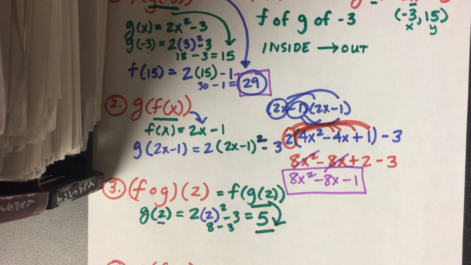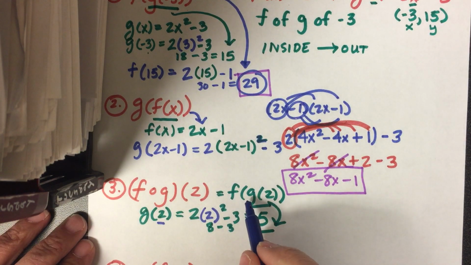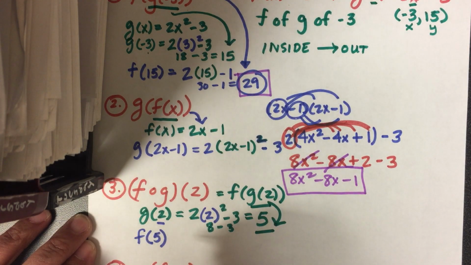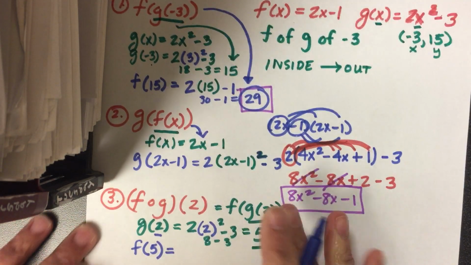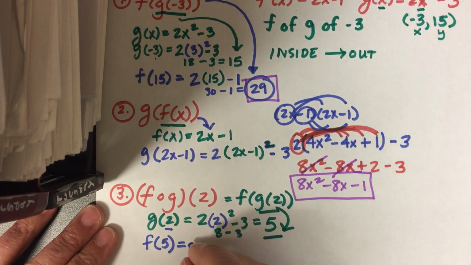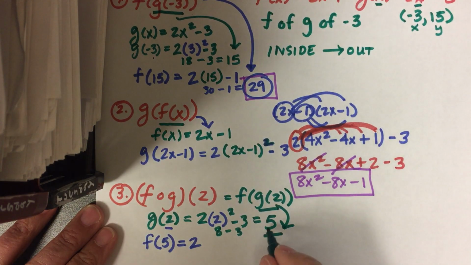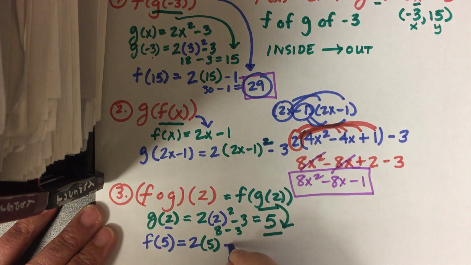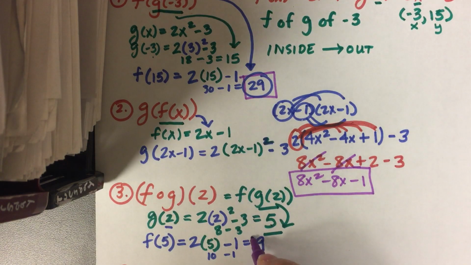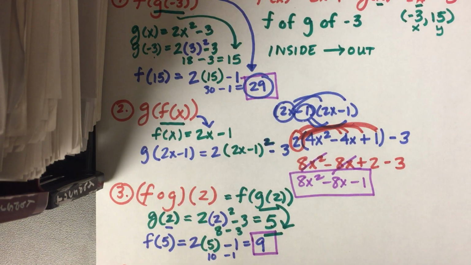So what that tells me now is I can go into f, and my input for f is going to be that 5, my output for g. So f of 5, I'm going to look at f of x, it's 2x minus 1. So I'm going to have 2 times my input, which is 5, minus 1. So that gives me 10 minus 1, which is 9. And that is your final answer.